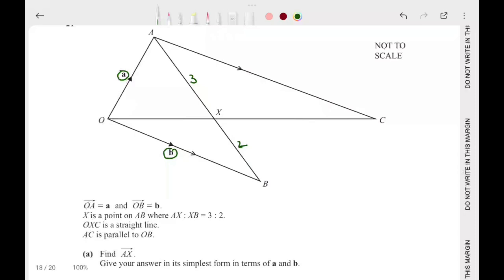OXC is a straight line. So this is your straight line. And AC is parallel to OB. So we have read all possible information. Now we'll see what we have to find out first. So according to the part given, find AX. Give your answer in its simplest form in terms of a and b.